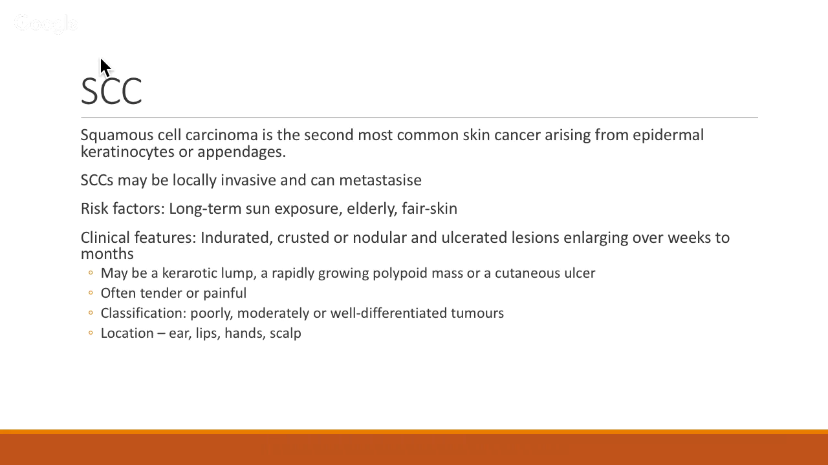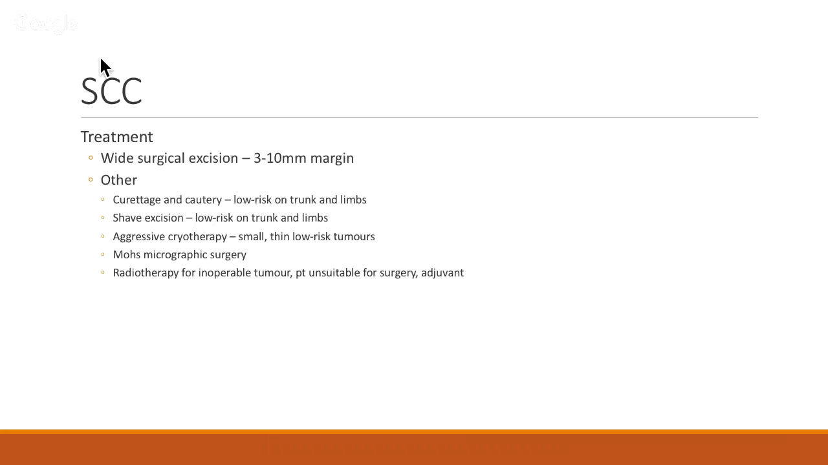And you can have different classification. So poorly, moderately and well differentiated tumours. If it's well differentiated, it's more likely to produce keratin, so you might get that scaling more. Whereas if it's poorly differentiated, then you might not get any scaling and might look like a melanoma. And often on sun exposed areas, so ear, lips, hands and scalp.